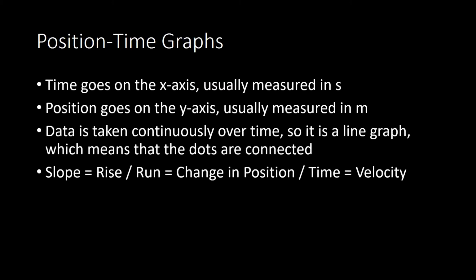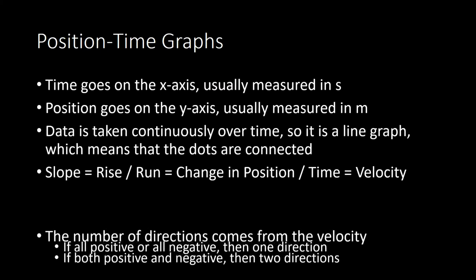The slope of a position time graph, so rise over run, means change in position over time, and as we learned in our previous video, change in position over time is velocity. So the slope of a position time graph gives us the velocity of the object.